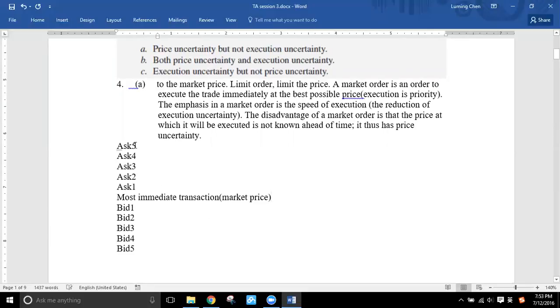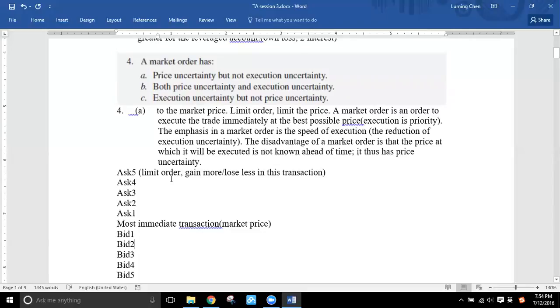But in a limit order, you can insist on ask 5 because, by your own judgment, you predict that ask 5 will be ask 1 after a period of time, and in that case you will gain or you won't lose. You will lose less in this transaction. So I hope this chart will give you a basic idea of how the limit order and market order works.